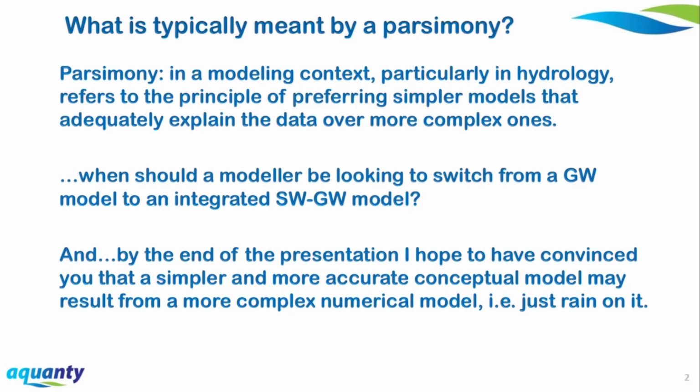So what is parsimony? Parsimony in a modeling context, particularly in hydrology, refers to the principle of preferring simpler models that adequately explain the data over more complex ones. So in our context here today, we're looking at a simpler setup for the physics of, say, a groundwater model versus the more complex integrated hydrology in a model such as HGS.